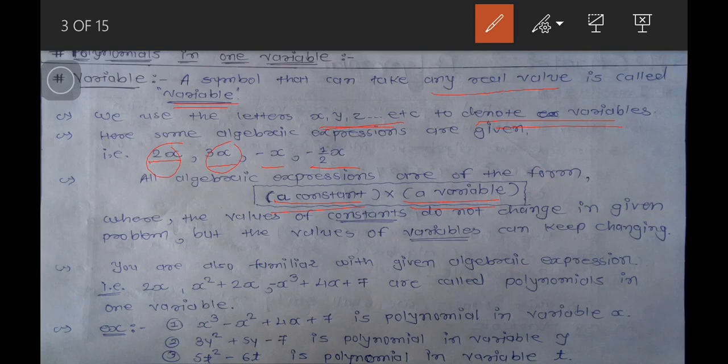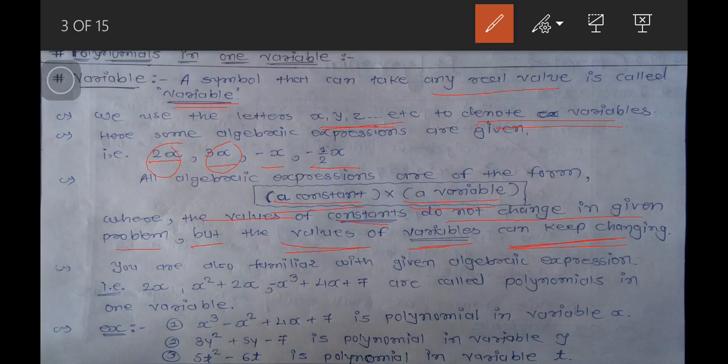Here you know that the value of a constant does not change in any given problem; it always remains as it is, it will never change. But the value of a variable can keep changing, because it varies in every problem, and it takes real values, so it will keep changing.